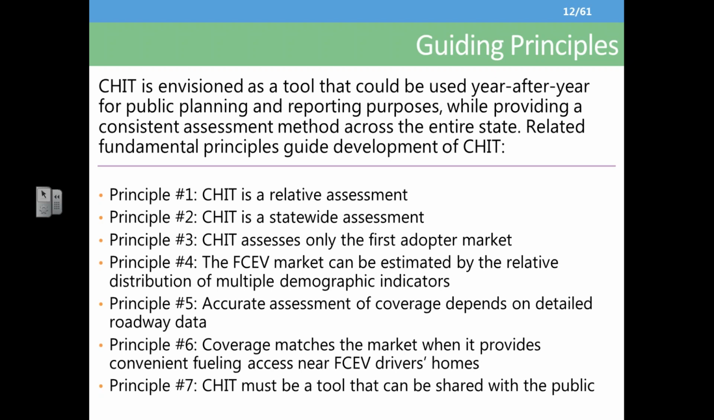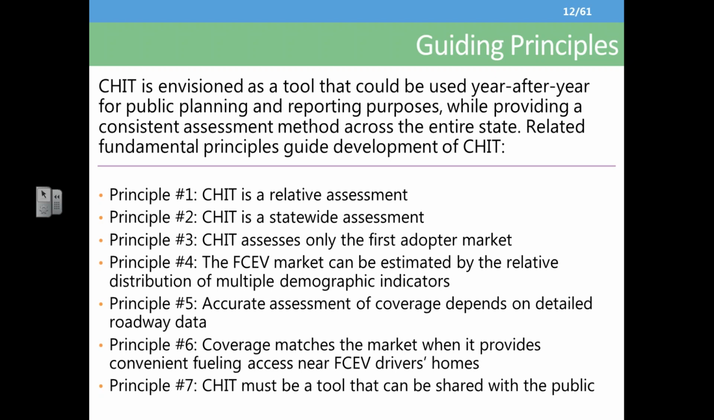values. CHIT is a statewide assessment, and important to that is that it's a statewide assessment that's completed equivalently at every location in the state. CHIT assesses only the first adopter market. The fuel cell vehicle market can be estimated by the relative distribution of multiple demographic indicators. You saw that on the previous slides. We're essentially estimating where the first adopter market for fuel cell vehicles resides based on these demographic indicators.